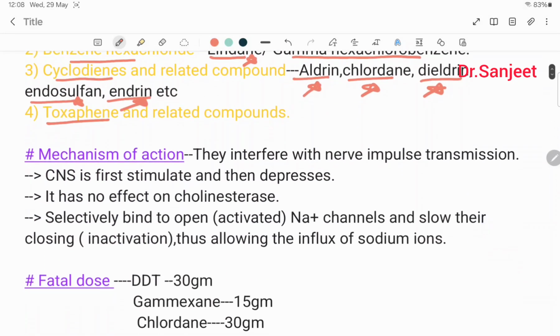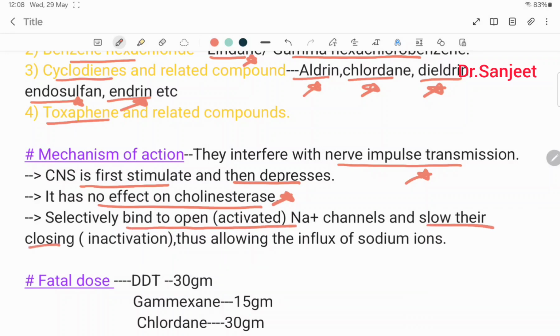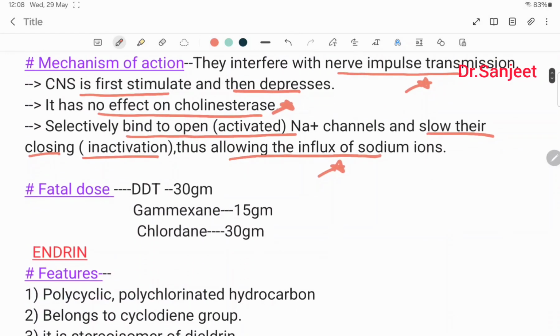Mechanism of action: they interfere with nerve impulse transmission. CNS is first stimulated and then depressed. It has no effect on the cholinesterase. They selectively bind to the open or activated sodium channel and slow their closing or inactivation, thus allowing the influx of sodium ions. Fatal dose: DDT 30 gram, gamexane 15 gram, chlordane 30 gram.